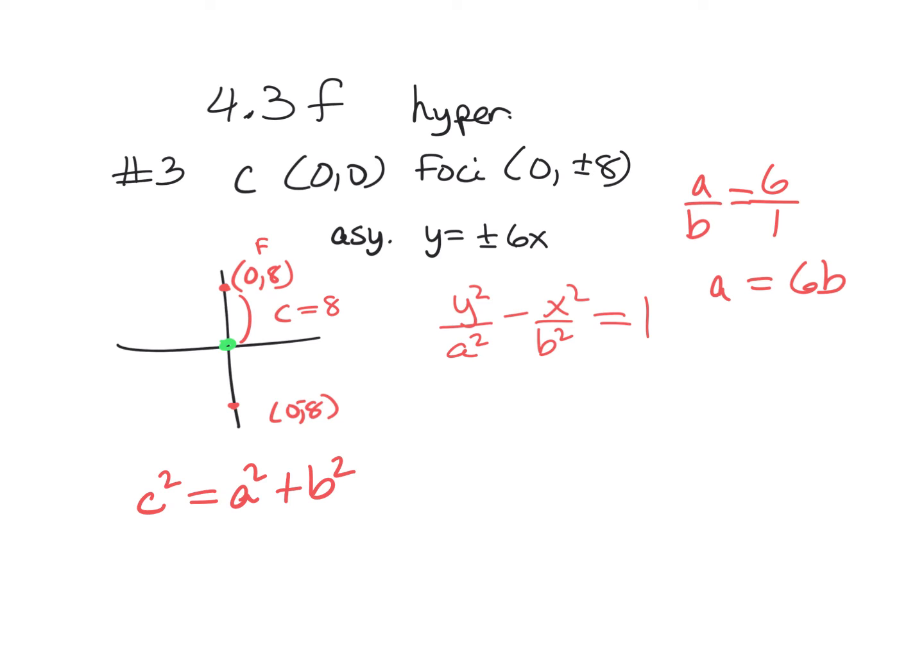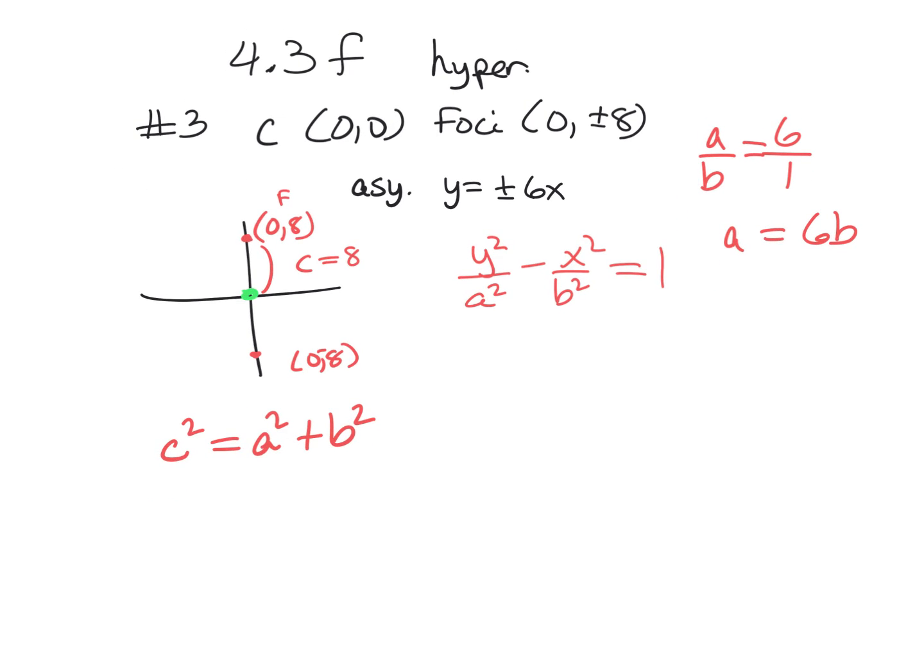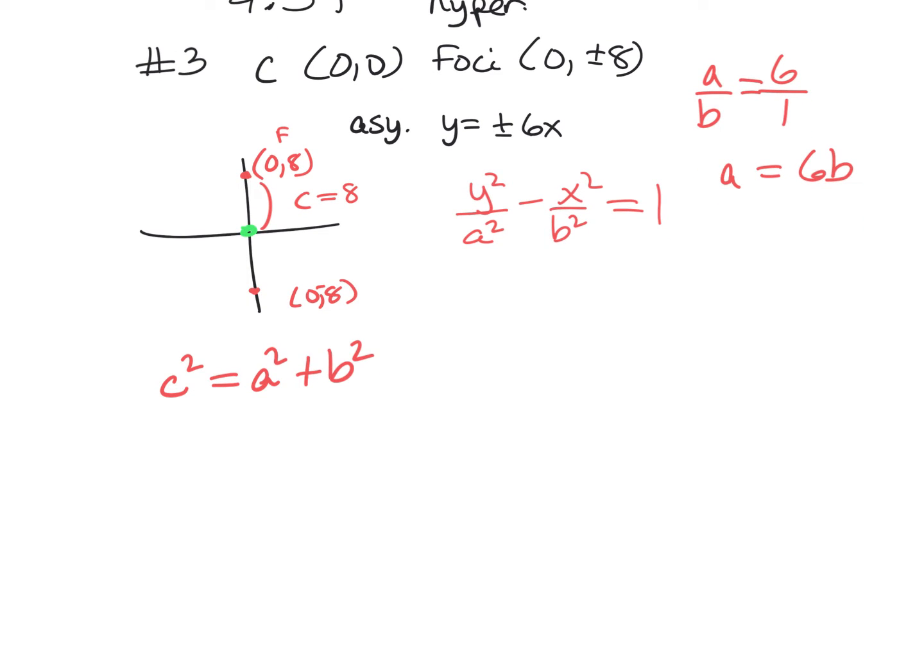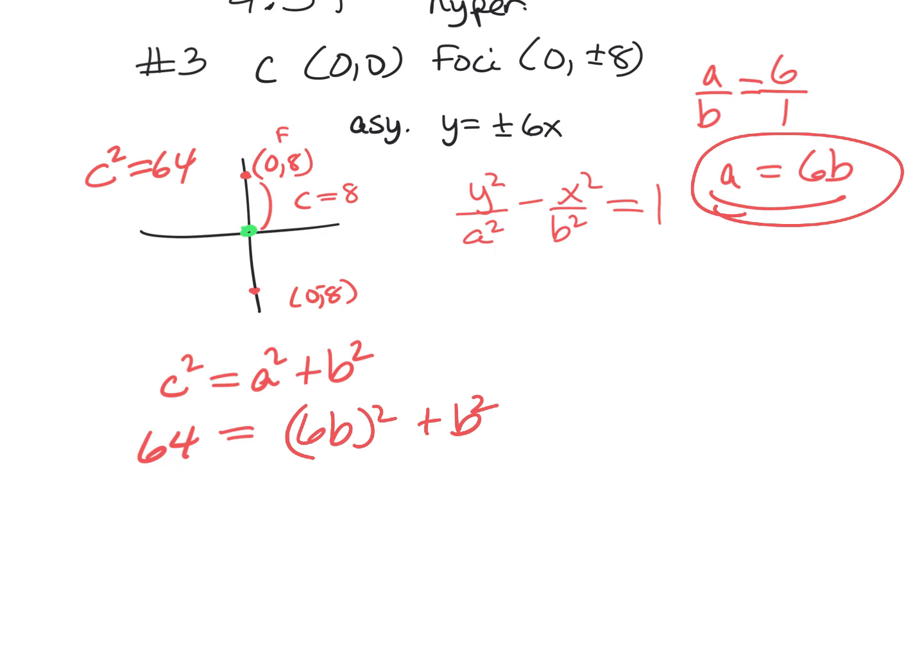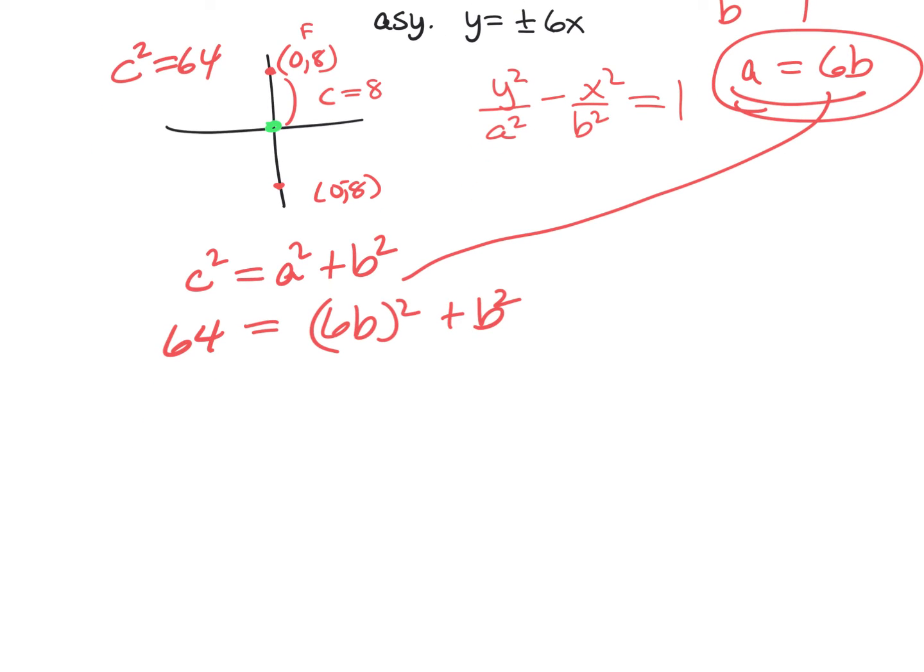What I can do here is plug in. All right, let me go ahead and plug in this for my a, and I'm going to solve for b. So I could put 64 here, because if c is 8, c squared is 64. I am going to put 6b here and square it and leave the b squared. So I'm taking this and putting it here, and I'm going to square it. So 64 equals 36b squared plus b squared.